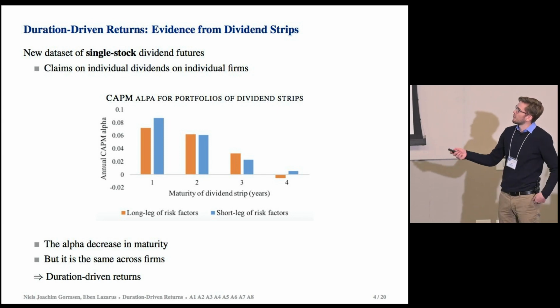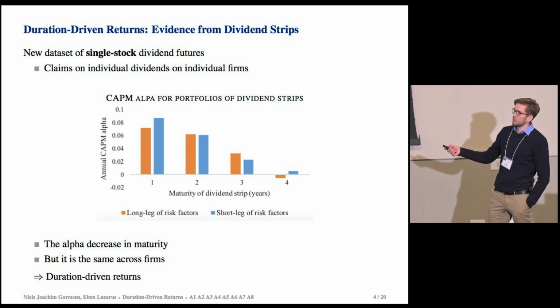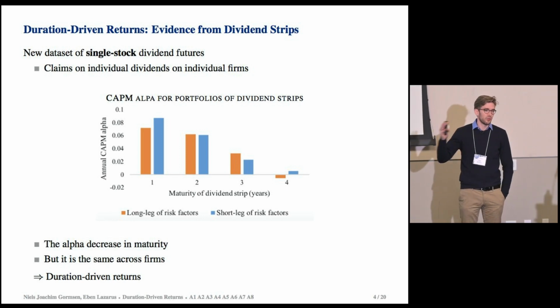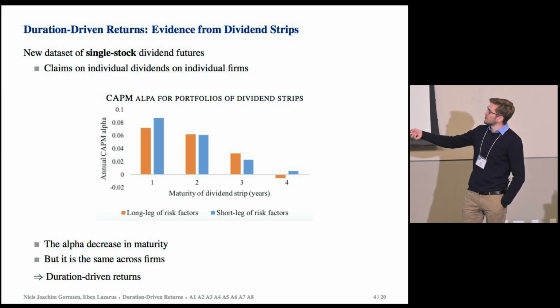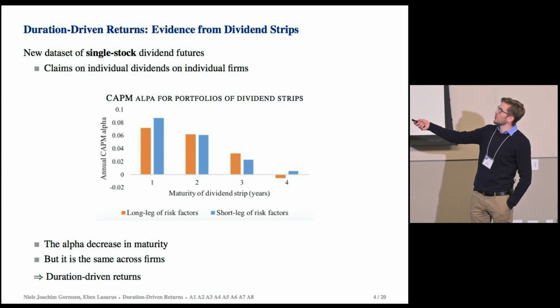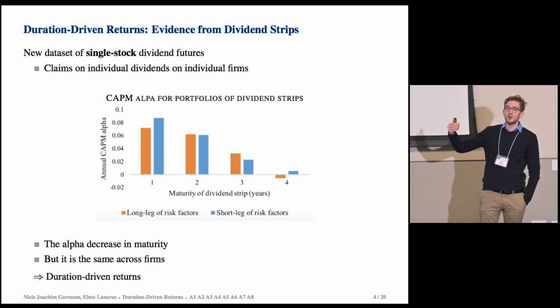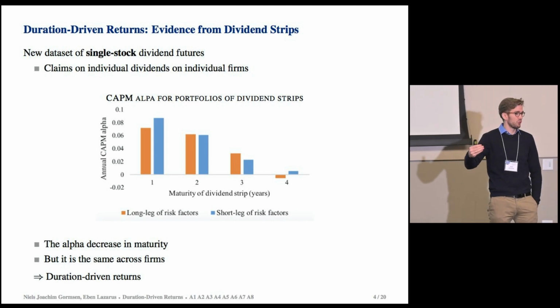And what you can see is that for both the long leg and the short leg, the CAPM alpha decreases in maturity, consistent with the findings in the equity term structure. There's a higher risk-adjusted return in the short end, and it decreases with maturity. But what's interesting is that these CAPM alphas are more or less the same across firms. There's not a tendency for the firms in the long leg of the risk factors to have higher returns on these cash flows with a fixed maturity.